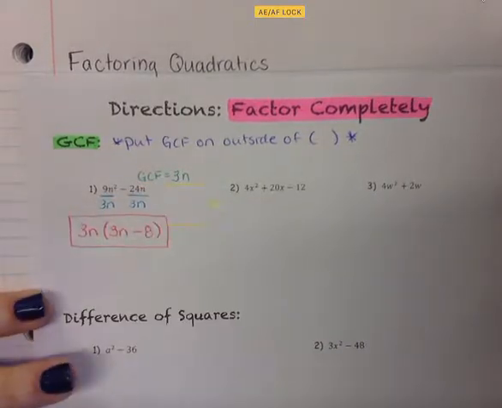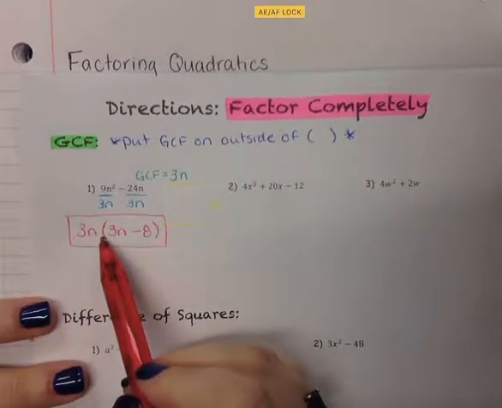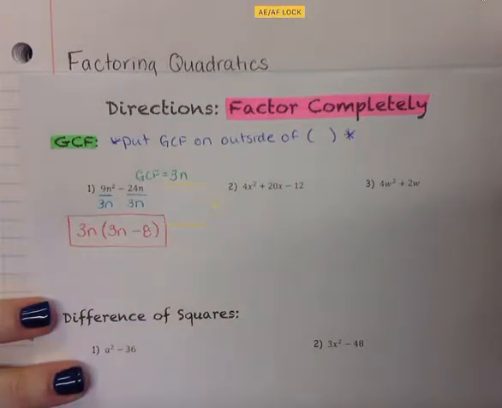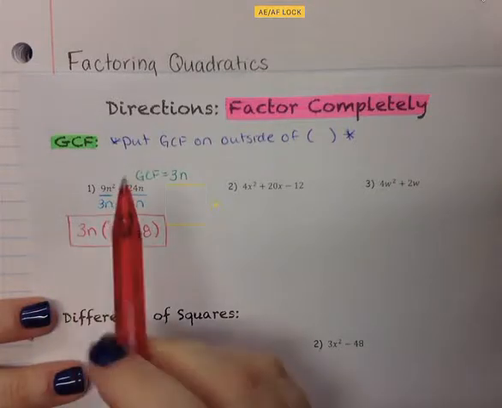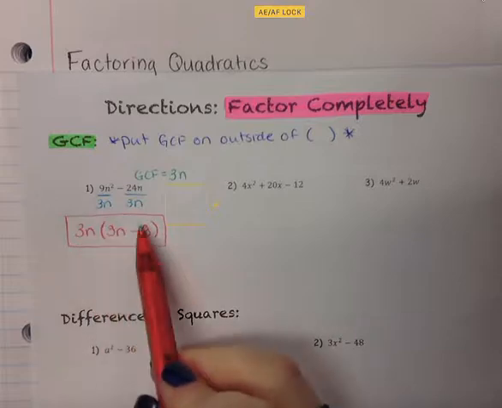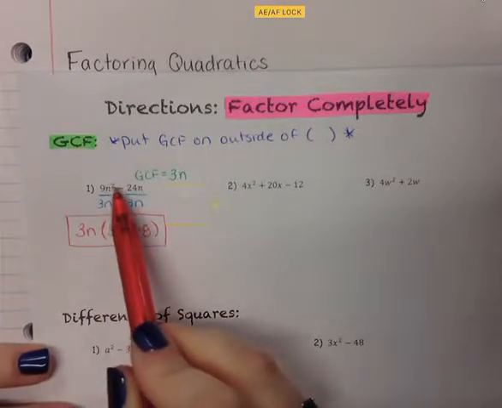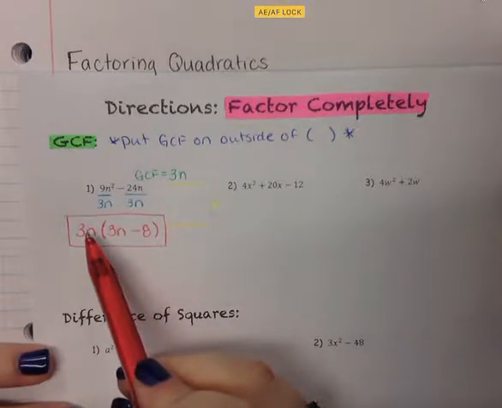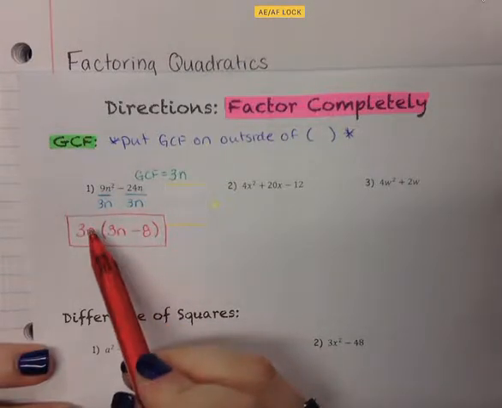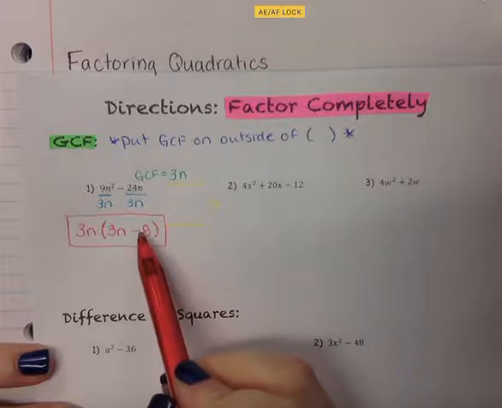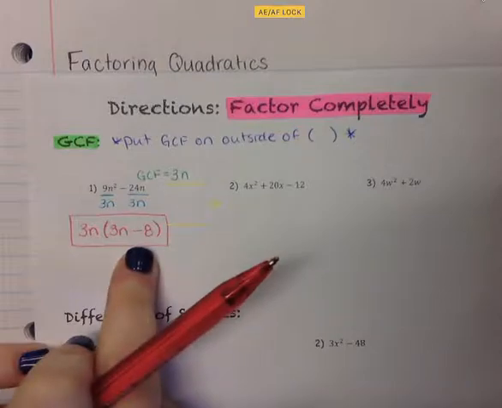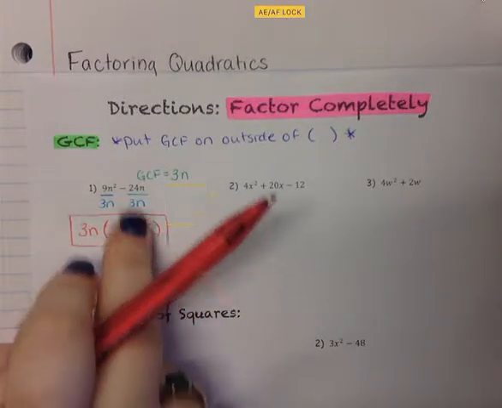And I know that this is my answer because this is a product of the factors of 9n squared minus 24. You can also think about that as if we were to distribute this back through, would we get the original question? So if I distributed this back through, 3n times 3n gives me 9n squared. 3n times negative 8 gives me negative 24n. So yes, this is correct, because I know if I distribute it back through, it'll give me the original.